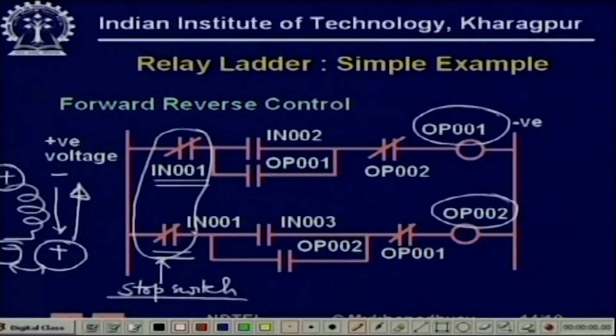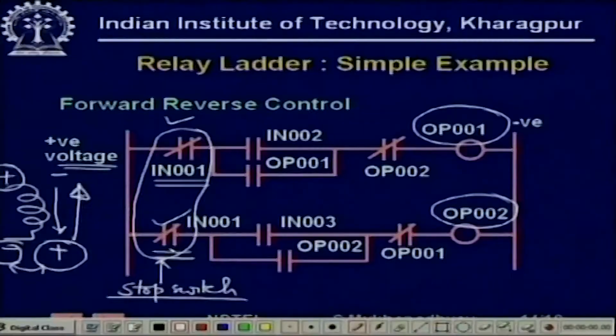So first thing we see is that these are normally closed switches, and when IN001 is excited or the stop switch is pressed, then these will become open because they are normally closed. So obviously there is no question of this positive rail getting a continuous path to the output coil. So both will be off, fine. So we have satisfied that condition, that is the stop switch is pressed, it is going to be 1.